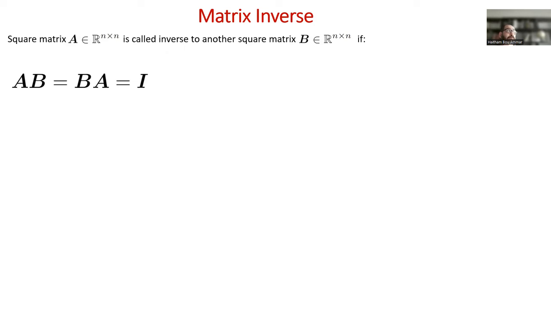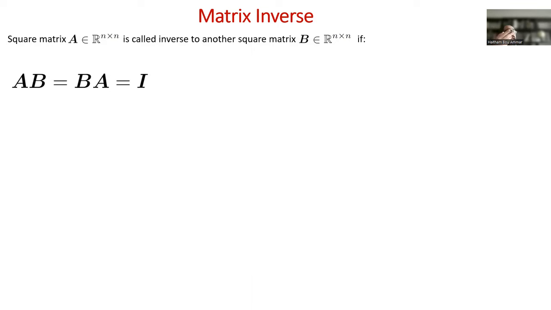So focus with me a little bit here. If I have a matrix A, n by n, the inverse matrix is that matrix that, if I multiply it by the matrix of interest, I will get the identity. So imagine I have a matrix B, which has n rows and n columns. Remember, this is a square matrix.